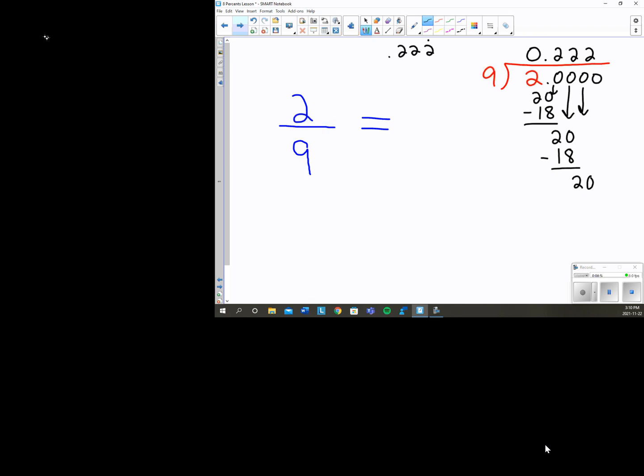As a percentage, again, I would just move the decimal over 2 places. 1, 2, that'd be 22.2%. Rounded off, or you could have a repeating decimal.